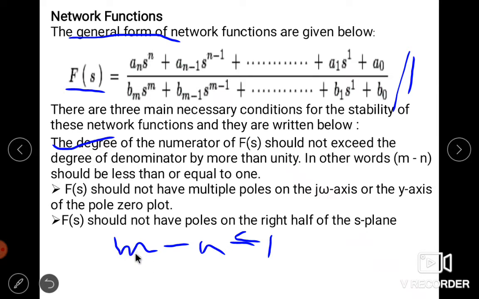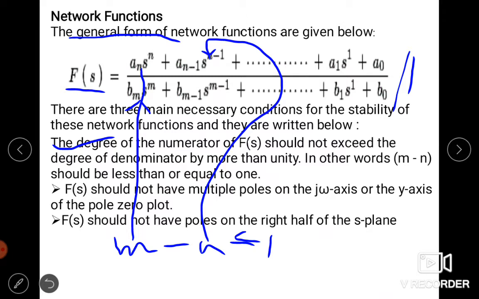So what does it mean? m और n क्या है? m और n आपका कोफिशिएंट है, this stands for m and this stands for n. तो इन दोनों का डिफरेंस जब हम निकालेंगे तो क्या होना चाहिए, less than or equal to 1 होना चाहिए। Meaning, the degree of the numerator fs should not exceed the degree of the denominator by more than unity. मतलब एक से ज़्यादा नहीं होना चाहिए, ठीक है.